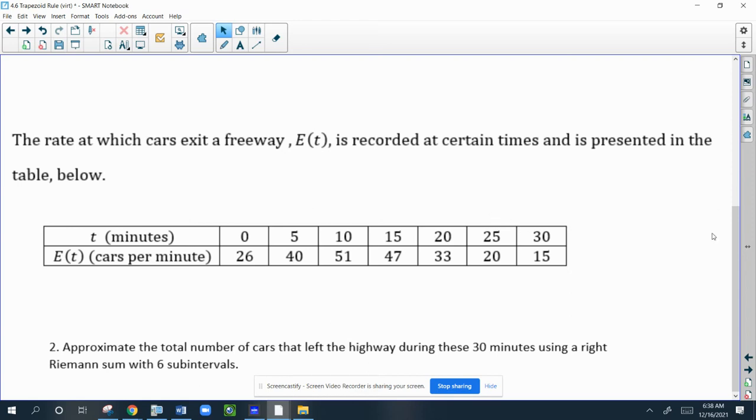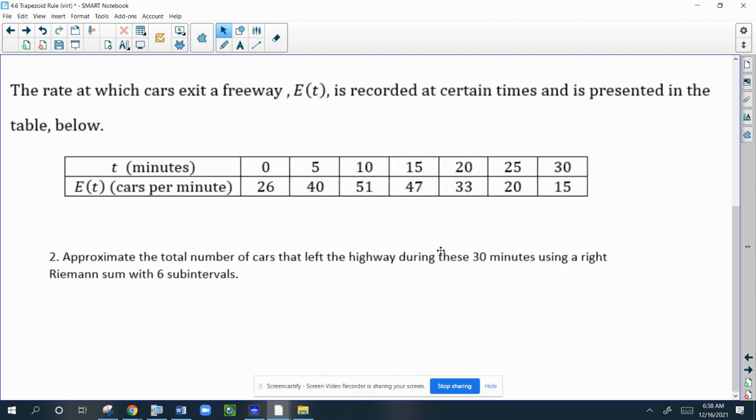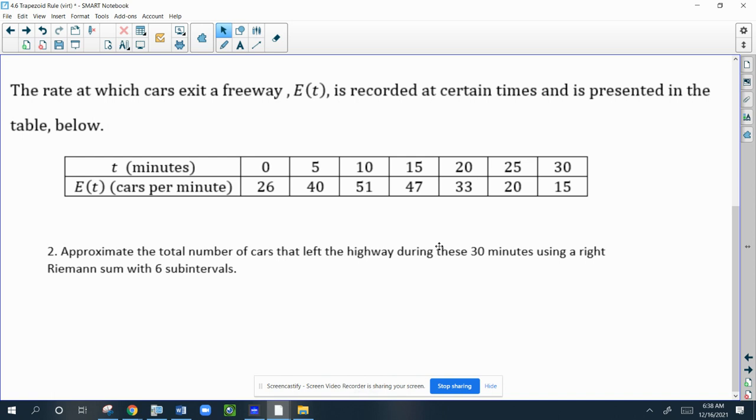Okay, so here's another approximation example. This is one we may have looked at in class, but I'm going to change it up. Instead of using a right Riemann sum, as this says, we're going to use what's called a trapezoidal sum. It's not really Riemann anymore because they're not rectangles, they're trapezoids. So a trapezoidal sum to approximate the integral.